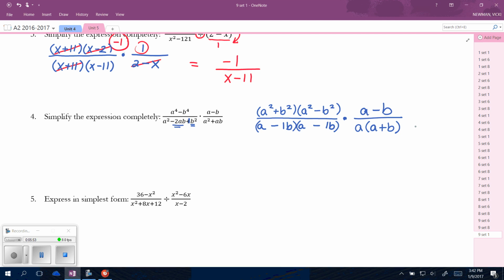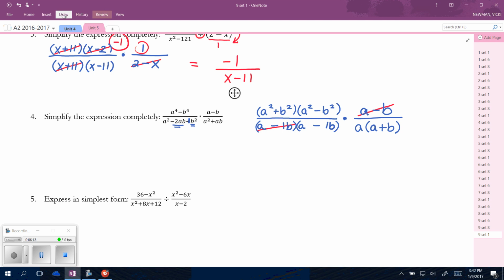Well, it doesn't look like anything's the same. Let's see. A squared plus b squared? No. A squared minus b squared? No. A minus b? Oh, yeah, I have an a minus b on the top and an a minus b on the bottom. But it doesn't look like anything else cancels.